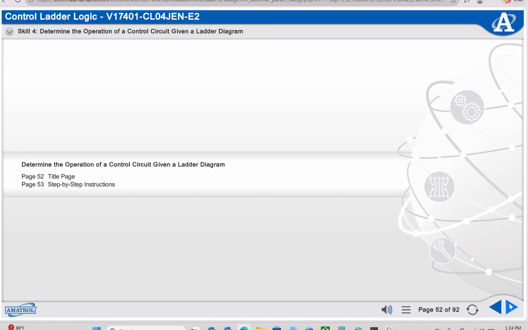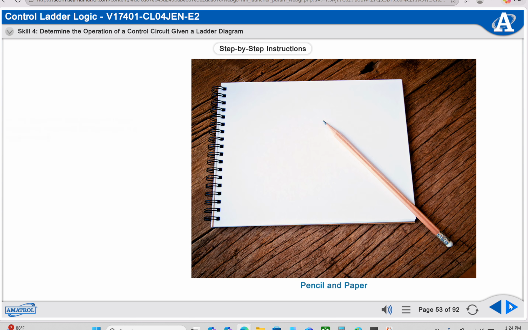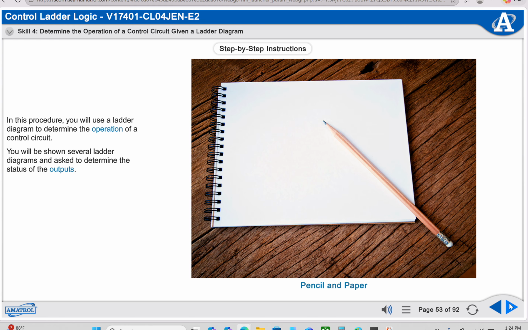Determine the operation of a control circuit given a ladder diagram. In this procedure, you will use a ladder diagram to determine the operation of a control circuit. You will be shown several ladder diagrams and asked to determine the status of the outputs. Click on the pencil and paper to view the step-by-step instructions for performing this procedure.